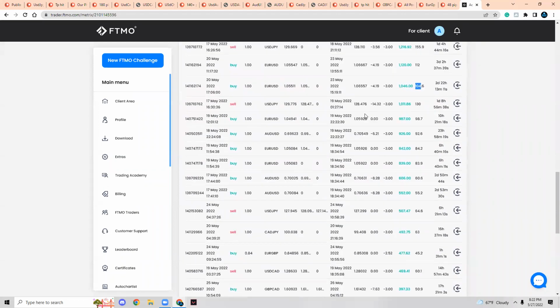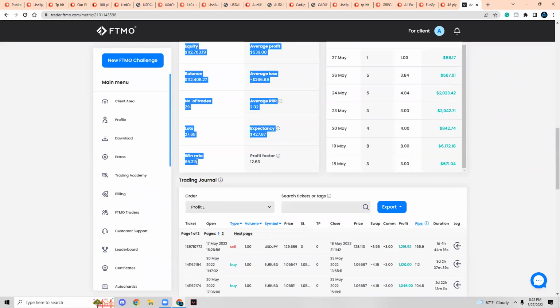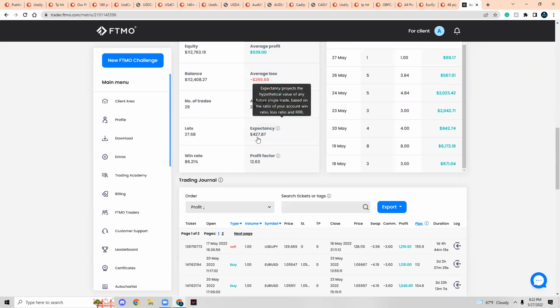Basically, what we have here is his account. We have over 86 percent winning rate out of 29 trades, over 27 lots. As you can see, the number of trades and number of lots is lower because I'm super consistent with my lot size. I do not exceed a standard lot. There's no need, right? We don't need a lot of lots if you're catching a lot of pips.